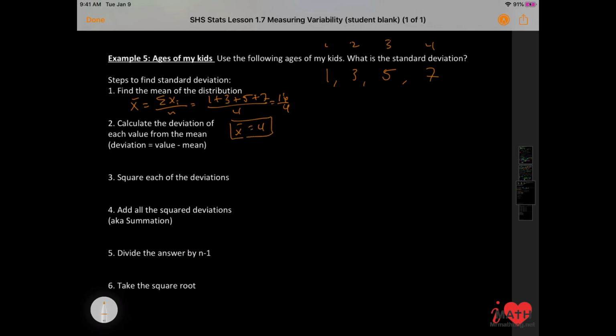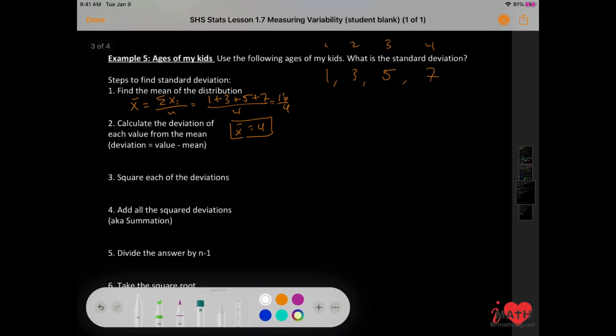Okay? All right, what do we do next? Calculate the deviation. So let's make a chart here. Let's make this really big chart here.